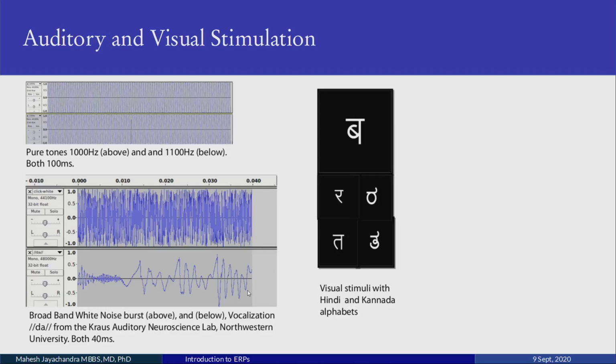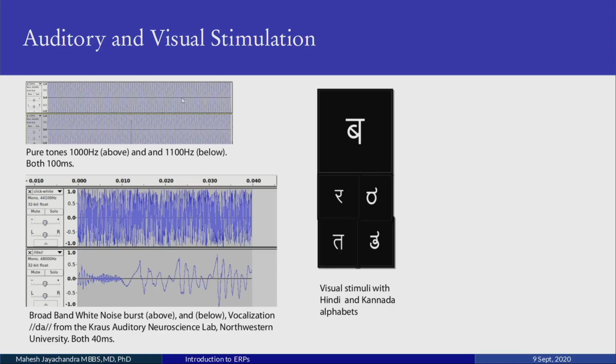So what are the stimuli? So we went through the electrodes, we went through the impedances, we went through the positions. Now coming to the stimuli. So auditory stimuli, we typically use clicks, which is a square wave, 1 millisecond or 0.1 millisecond, or we use tones, discrete tones of particular frequencies, 500, 1000 hertz, and this is a tone. It's a pure tone. Above it's 1000 and below it's 1100. It's too close for us to make out a difference, and these were generated using the open source program Audacity.